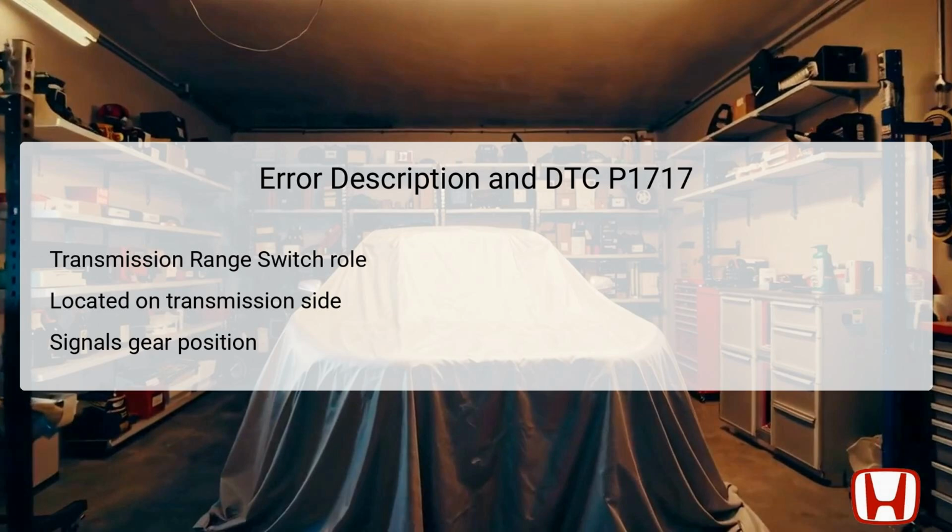When the system registers DTC P1717, it indicates that there's either an open circuit or a short circuit affecting the switch. It is crucial to check both the switch and its electrical connections to ensure they are functioning properly. This DTC can only be caused by electrical issues rather than mechanical problems within the transmission itself.